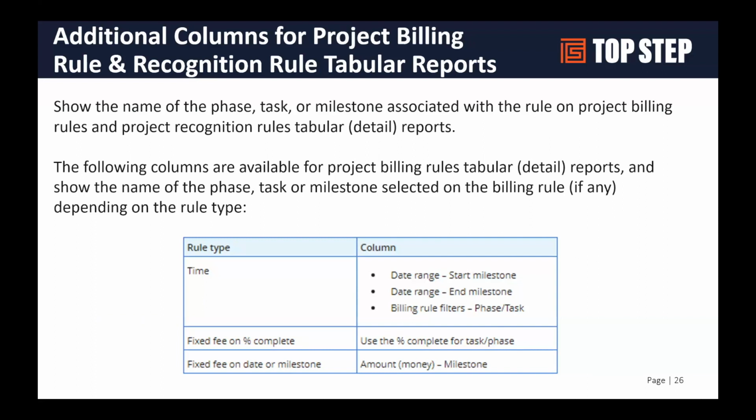Also, they've added some additional available reporting values in some of the tabular reports, or if you're old school, detail reports. So project billing rules: you run a project billing rule detail report. In the past, if you had time billing rules, a lot of customers will want to see the date, if there's a start and end date, and if there are any filters around phases and tasks, you could not bring that data. You had to dump the table and then figure out what you're looking for. Now you can add those details into your billing rule tabular report.